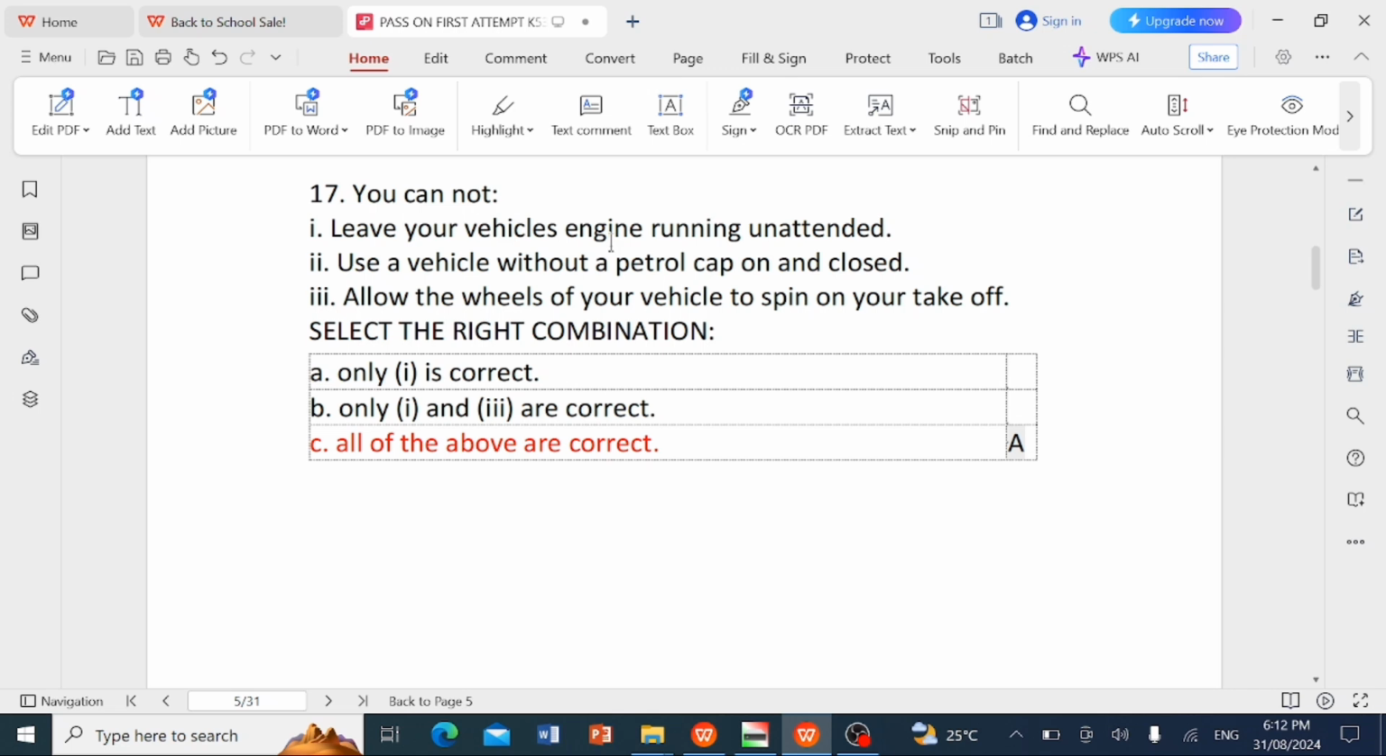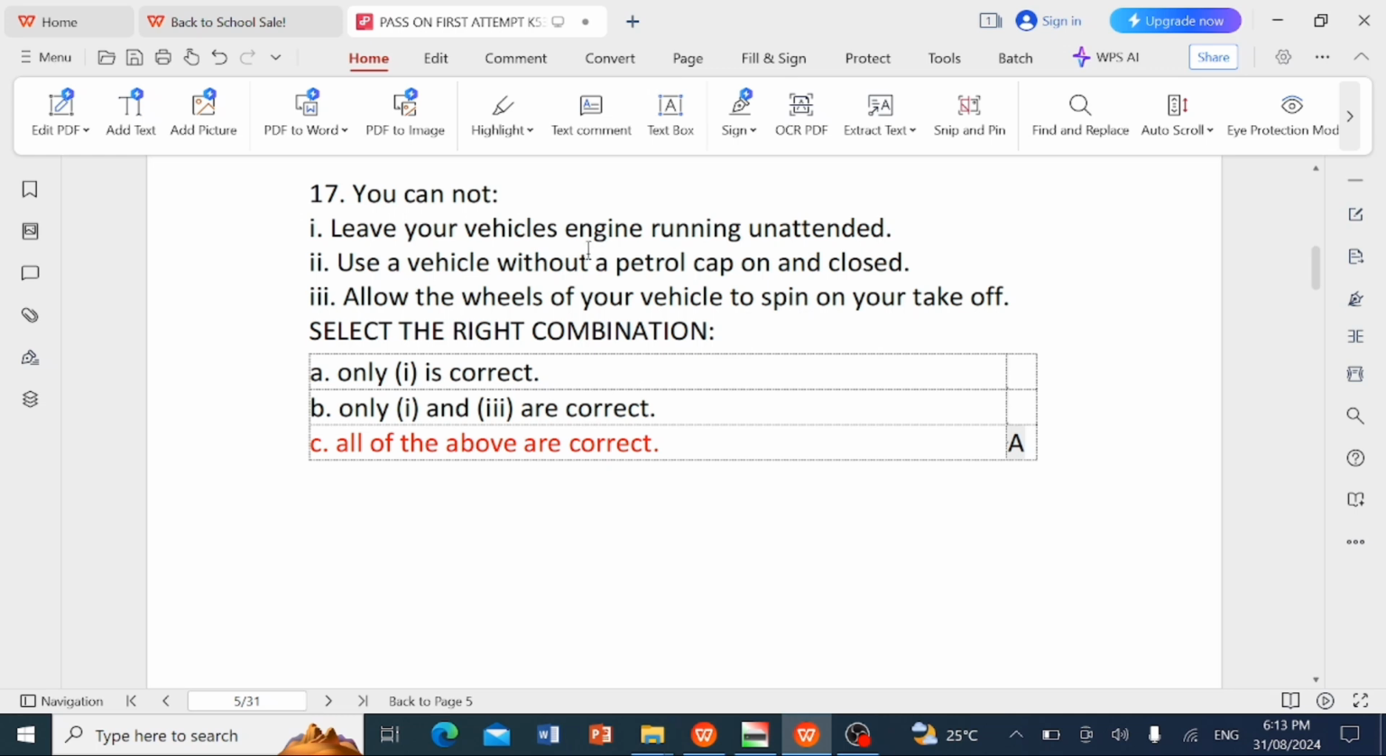Number 17. You cannot: one, leave your vehicle engine running unattended. That would be very stupid, right? And also very reckless. You leave your car running, which means that the keys are probably inside, so that a thief or anybody can just enter into the car and drive away. So that's definitely not something to do. So definitely the first one is correct.